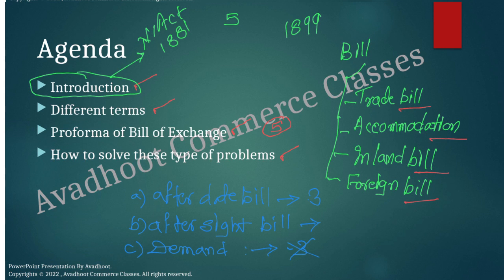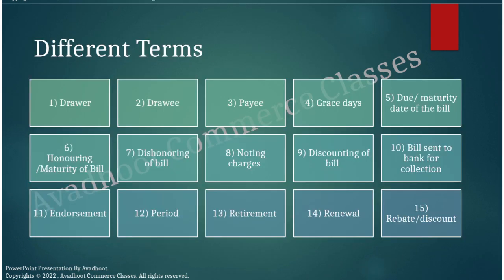For here, I have given very shortly all this part of the bill. Now, the next part we are going to consider is what the different terms are for the bill of exchange. First, drawer, second, drawee, third, payee. I have made a marking here because these three are parties to the bill of exchange.